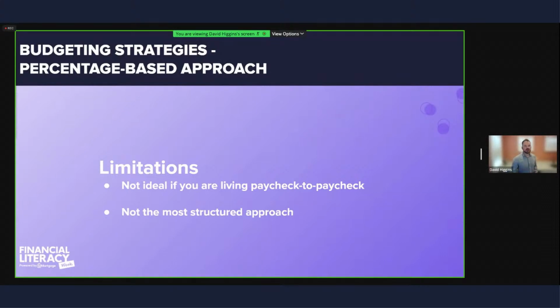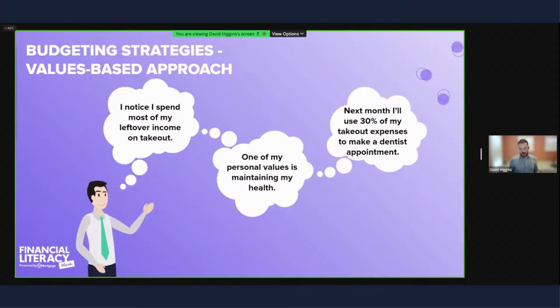Now let's look at our next strategy. Next strategy is called the value-based strategy. So this is where you would spend leftover money and you would consistently reallocate that money towards expenses that align with your values. So for example, let's just say that your physical health is really, really important to you. So you care a lot about your physical health, but you avoid things like going to the dentist or going to see the doctor for primary care.